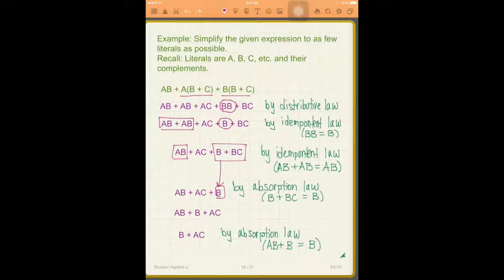The absorption law says if I have B plus AB, plus B is just going to be B. So these two can reduce to just B. And then that's it, that's as far as we can take it. We have B plus AC, and this is as few literals as possible for the simplified form.